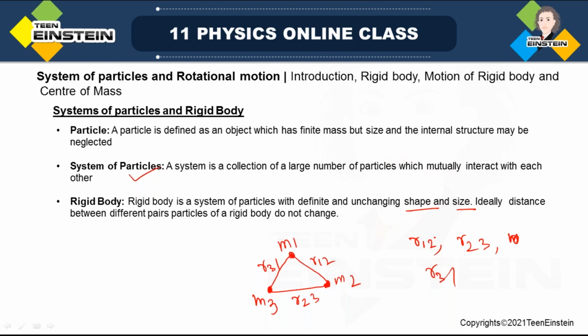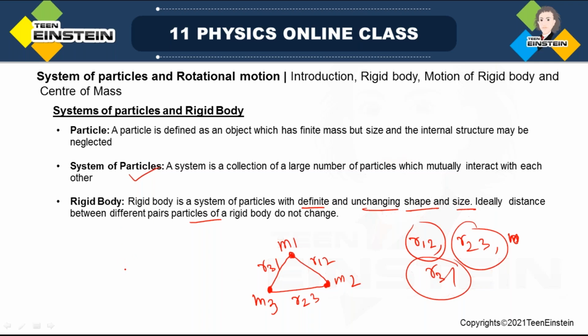Okay, this will never change. So when the distances between any pair of particles do not change, then the object, or system of particles, will be called a rigid body. And in a rigid body, since the distance between each pair does not change, the size and shape will be definite and unchanging.